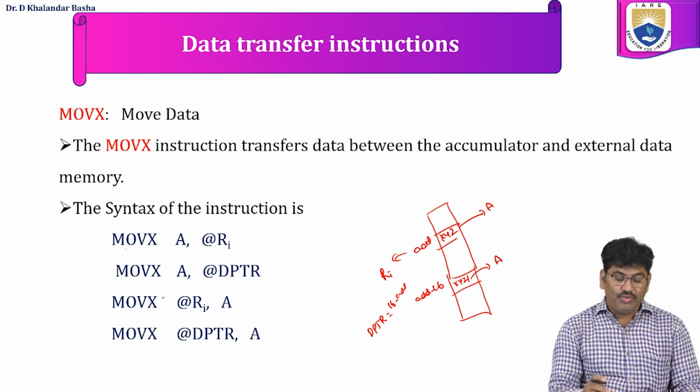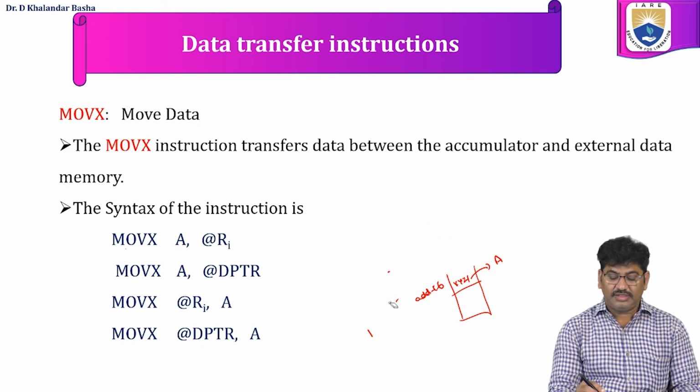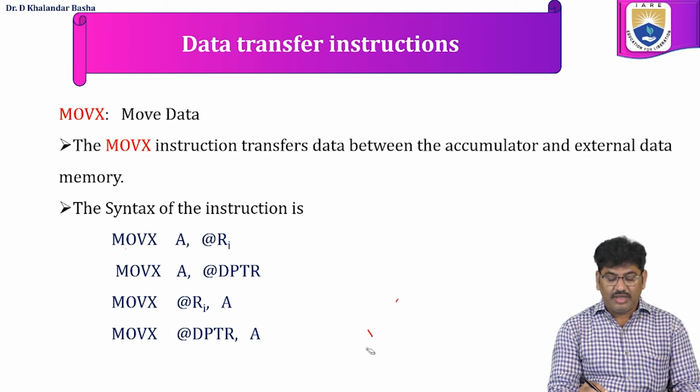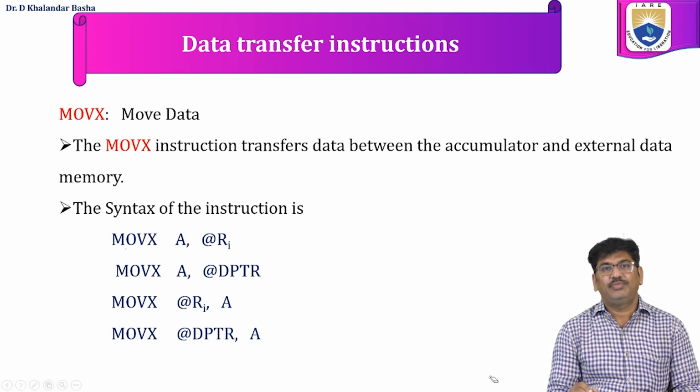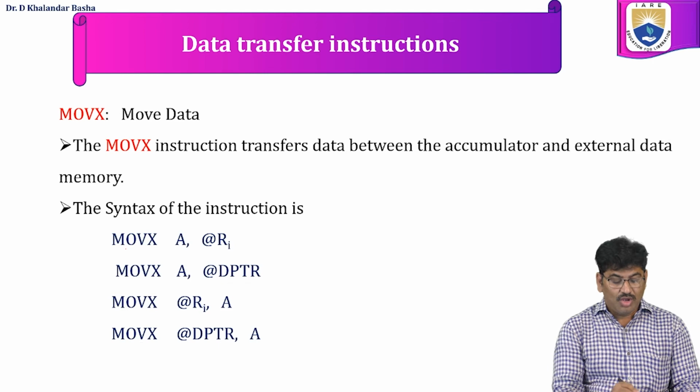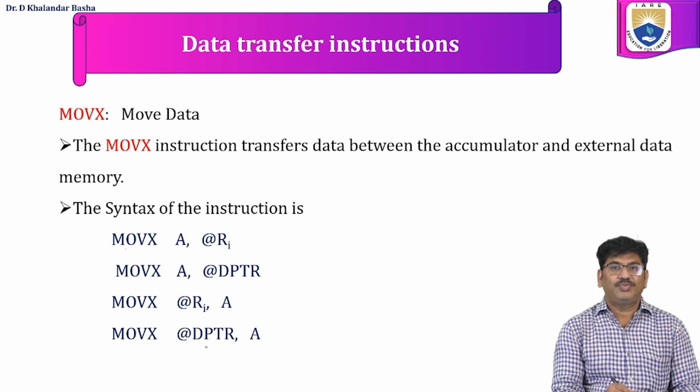Next, MOVX @Ri, A. This is a reverse process. The accumulator contents will be loaded into the external memory whose address is specified in the Ri register, where i can be 0 to 7. MOVX @DPTR, A. The accumulator contents will be loaded into the external memory whose address is specified in the DPTR register.